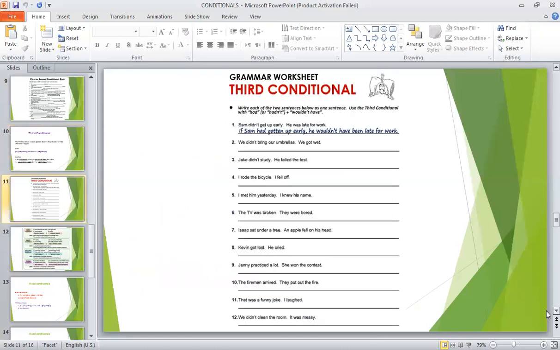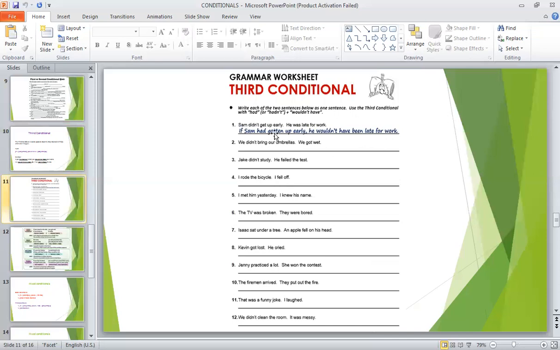Third conditional. Number one is answered. Sam didn't get up early. He was late for work. So make it in third conditional. If Sam had got, or gotten, sometimes in American English, so if Sam had got up or had gotten up early, he wouldn't have been late for work.